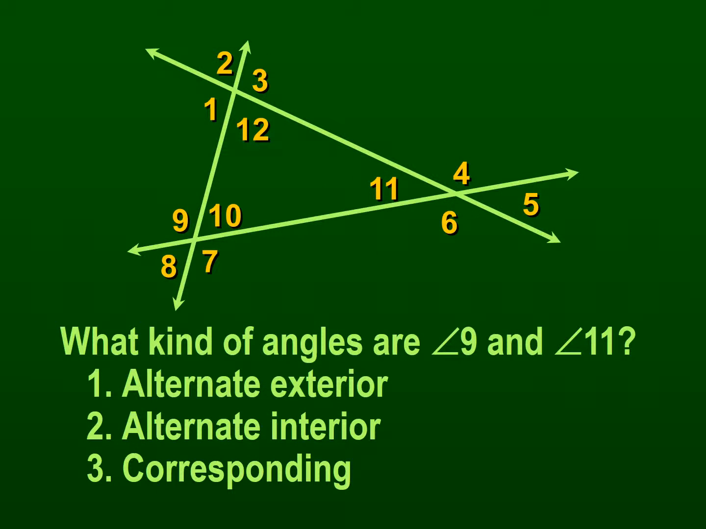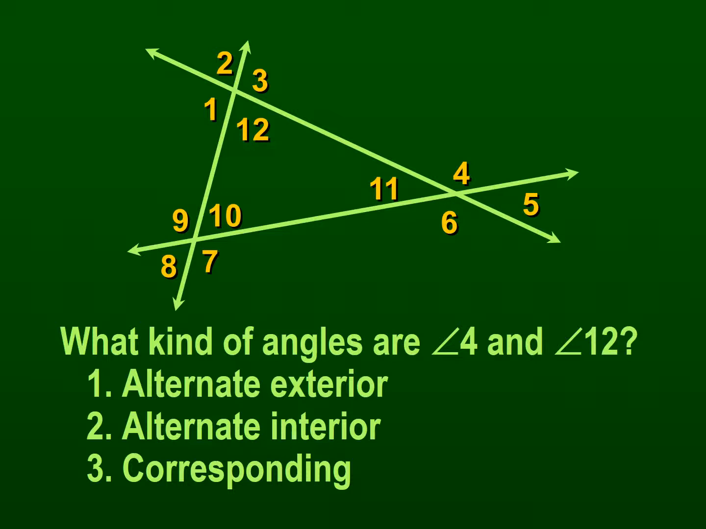All right, so let's do an example problem. We want to say what kind of angles are angle 9 and angle 11. The answer is corresponding, because if you look, we have this transversal here. 9 and 11 are on the same side of the transversal and they're on the same side of the corresponding lines. Like this is left of its line and this is left of its line, but they're both on the same transversal. So they would be corresponding angles.